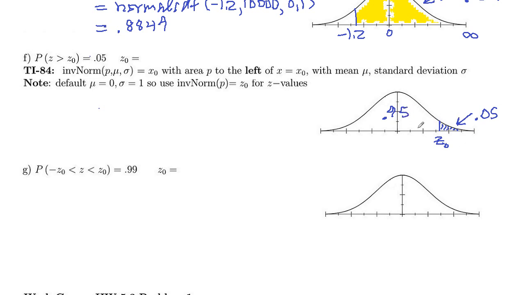So 95% and 5%. The function we use in the calculator is inverse norm, or inv norm, and you put in P, the area to the left of the z value or x value, depending on what you're looking at, and then mean, standard deviation. So that gives you x0, which is the x value with area P to the left. Now, that's if you've got mean mu and standard deviation sigma. Your default is 0 and 1. Those are z-scores. So for z-scores, you can just do inverse norm and put in your left area, and that'll give you the z-score.